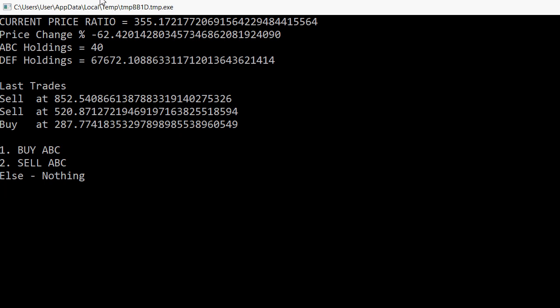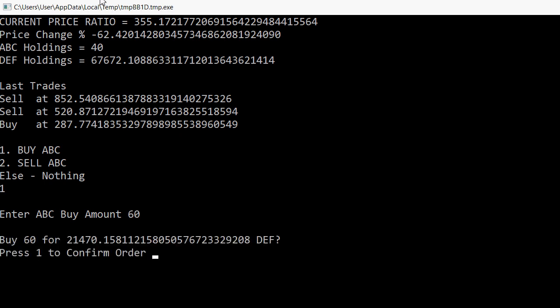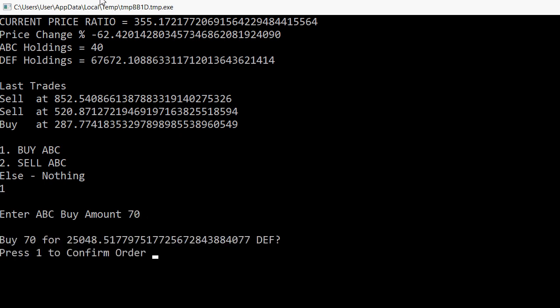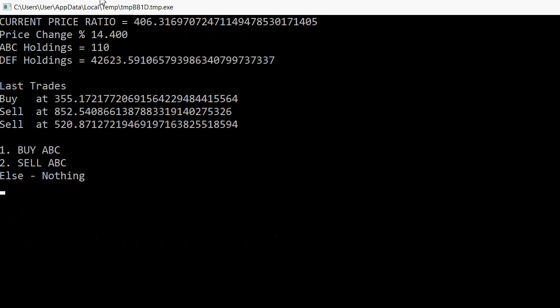So with the decline, I'm going to want to buy here. If I buy my 60, that would cost 21,000. That's a third of my stack. So I don't want to buy 60. I'm not going to confirm it. I want to buy, let's say, even 70. That's 25,000. I mean, I could even do more, but we'll do that.